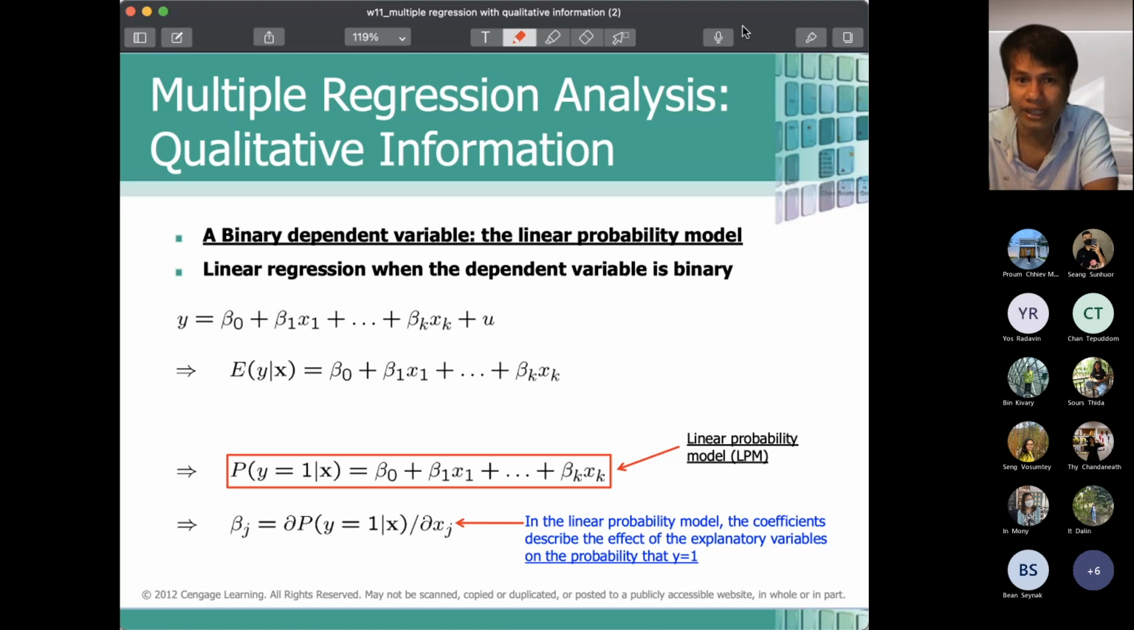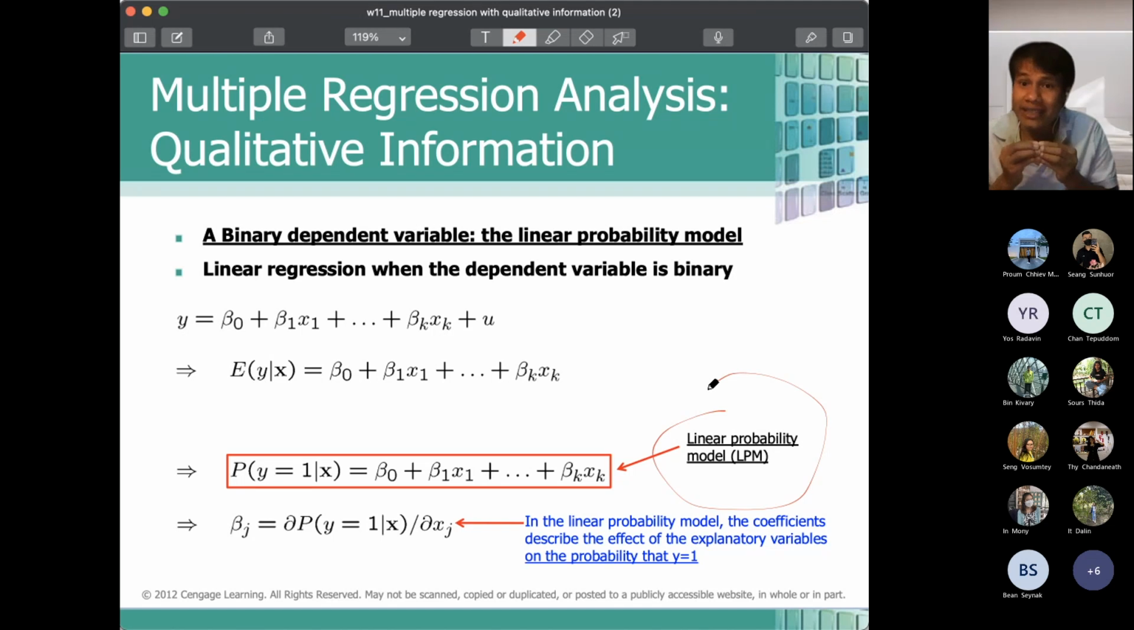If you have more than 2 categories, that will be covered in a future lecture. Here we only limit your model to when your dependent variable contains qualitative information with 2 categories. If that is the case, again convert it to a dummy variable and you run your model as usual. But the name is changed from multiple linear regression to what we call the linear probability model.